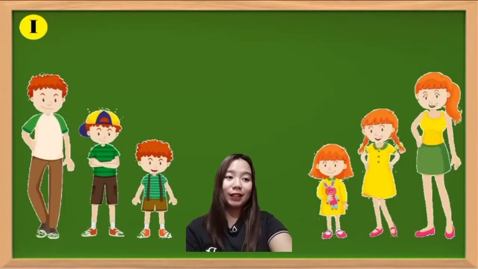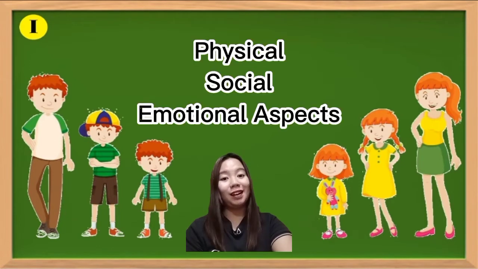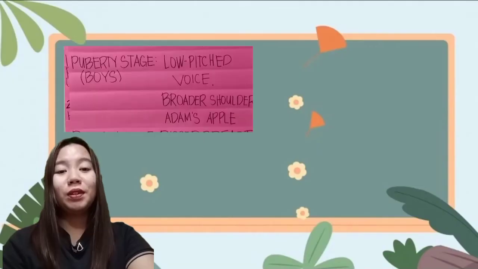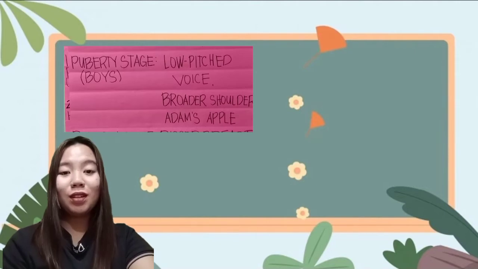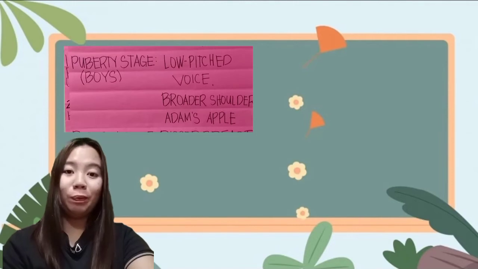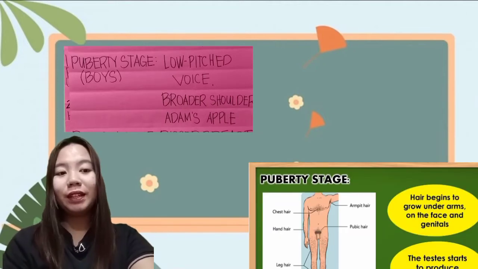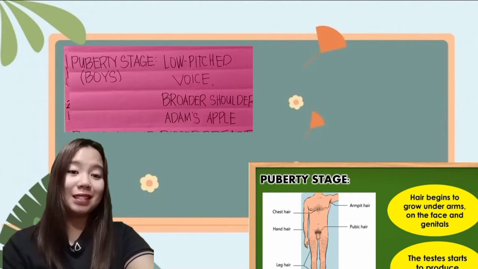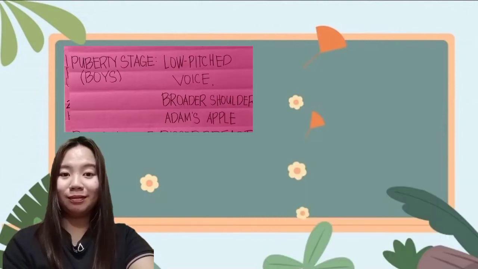As boys and girls grow, there are many changes that occur in terms of physical, social, and emotional aspects. During the puberty stage, boys grow faster than girls. They develop a low-pitched voice, broader shoulders, and an Adam's apple. Hair begins to grow under the arms, on the face and genitals, and the testes start to produce sperm.